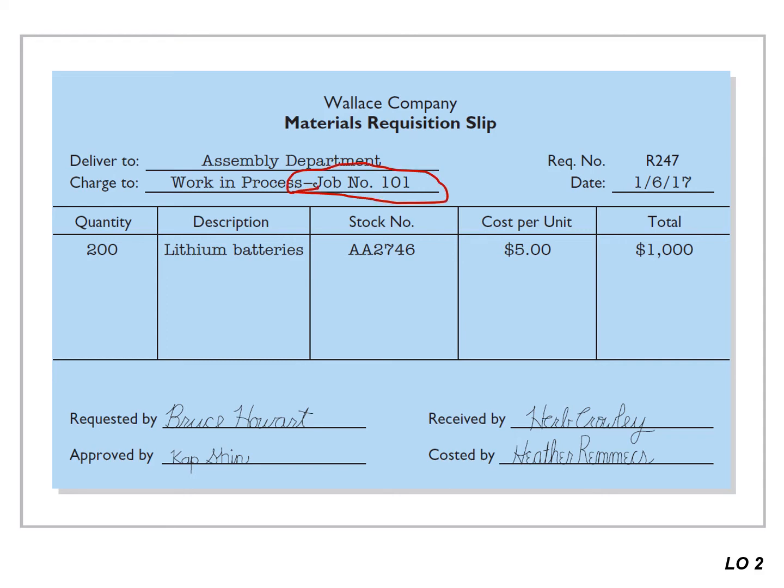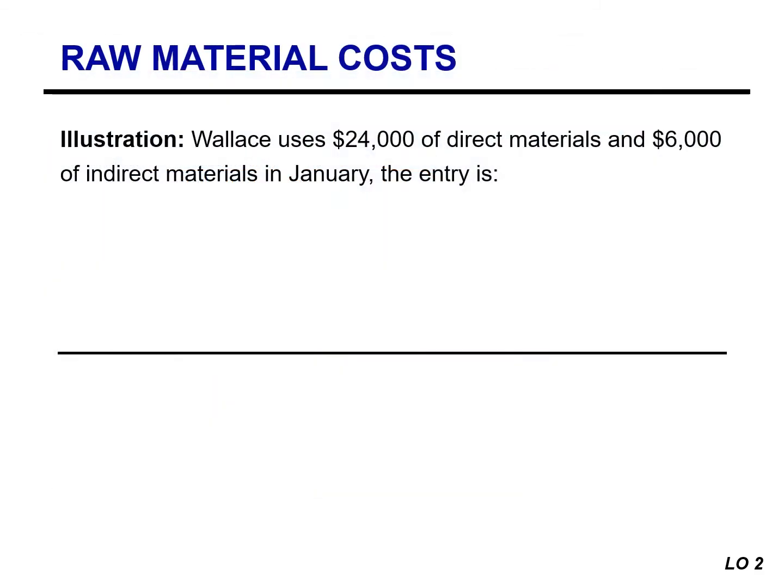In this example, job number 101 will be charged $1,000 in materials. The company will charge direct materials to work in process inventory and indirect materials to manufacturing overhead. When the company journalizes the requisitions, it debits the account work in process inventory for direct materials and debits manufacturing overhead for indirect materials.